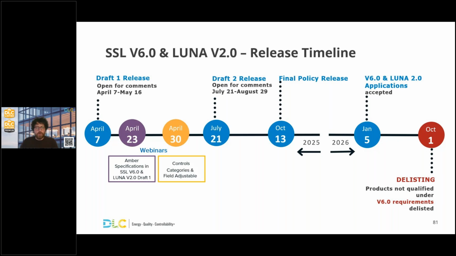So these 2 webinars do go into greater detail on some of the bigger topics in SSL 6 and Luna 2. So on April 23rd, we're going to have an Amber specifications webinar. And on April 30th, we're going to have a controls, categories, and field adjustable webinar. So I'm sure there'll be a lot of questions on these. These are the big changes, so be sure to register for these. And on the next slide is how you can register.